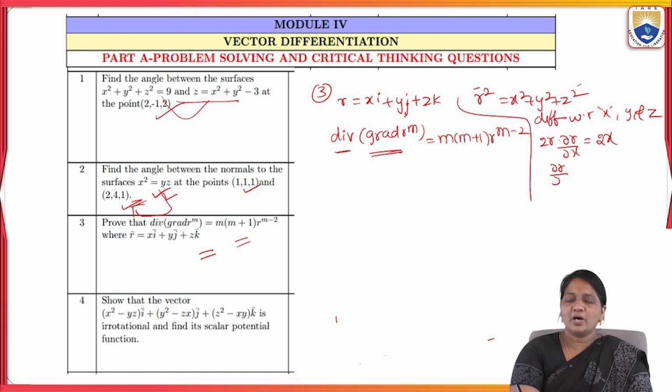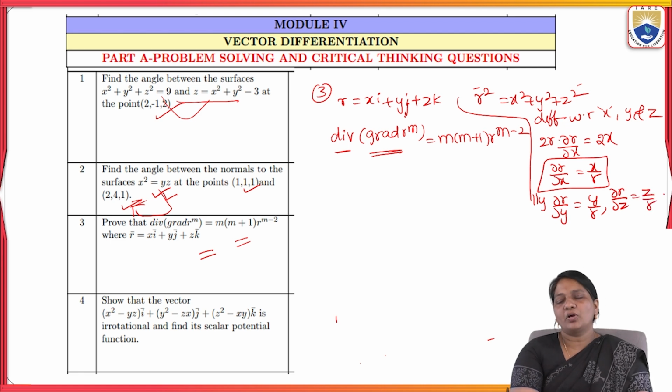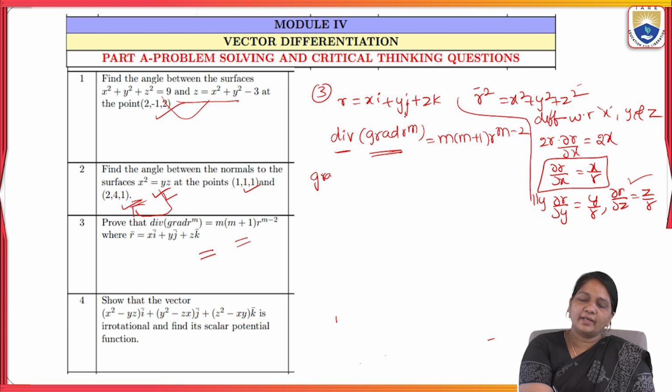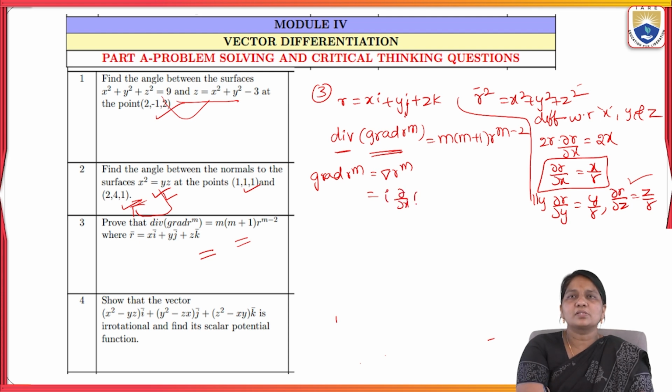So finally dou r by dou x value becomes x by r. Similarly dou r by dou y value is y by r, and dou r by dou z value is z by r. We are going to use these three values in the proof. Now first we want grad r power m, that means del r power m. So what is the del value? I into dou by dou x of r power m plus j into dou by dou y of r power m plus k into dou by dou z of r power m.